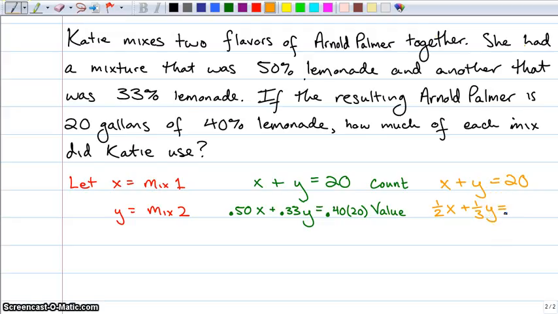If you pull out your phone or your calculator right now, 40% of 20 is 8. Do you know how to solve this? Yes. The answer to that statement is yes. You do know how to solve this. So you would either use elimination or substitution. Whichever one you choose, you end up with the same answers again. So go ahead and do that yourself. Your answer should end up being 8 gallons of the first mix and 12 gallons of the second.